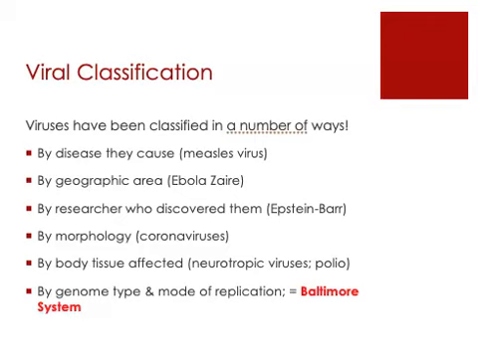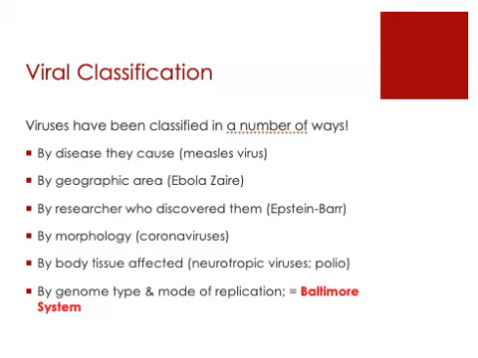Viruses have even been named according to the parts of the body that they infect. Neurotropic viruses, for example, like polio. Polioencephalomalacia is the disease that the polio virus causes.